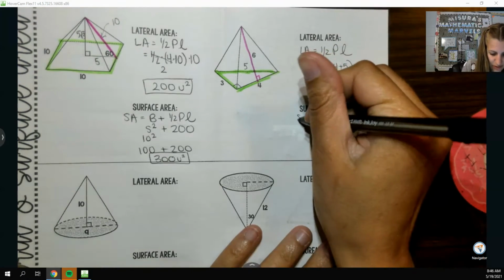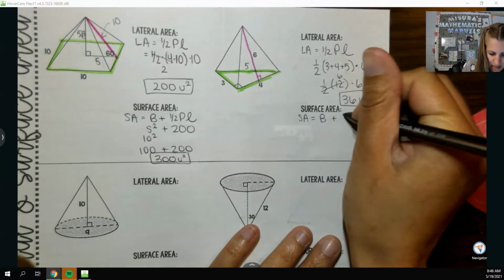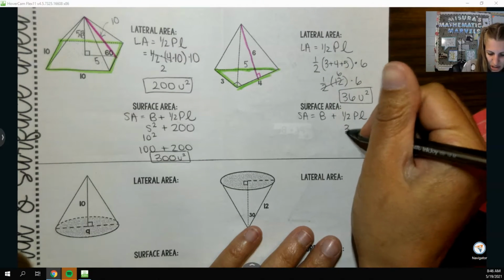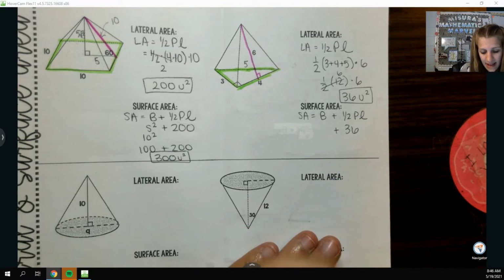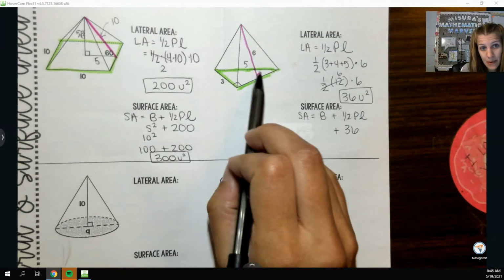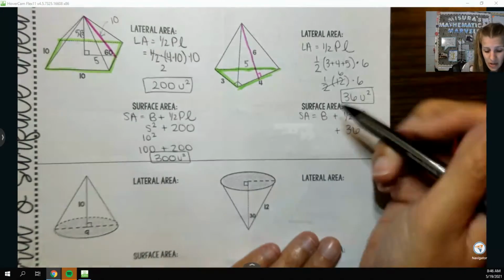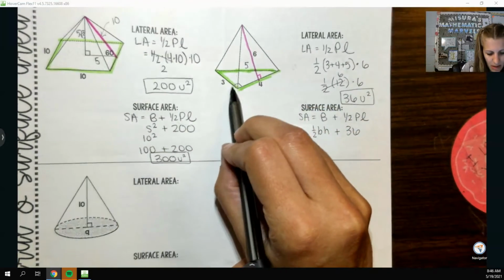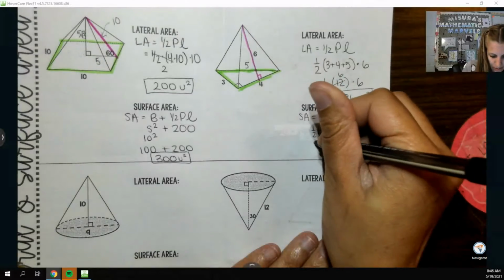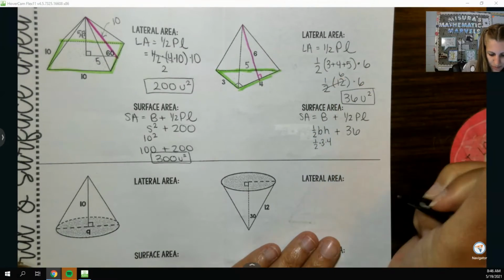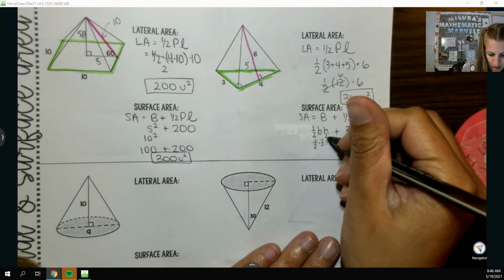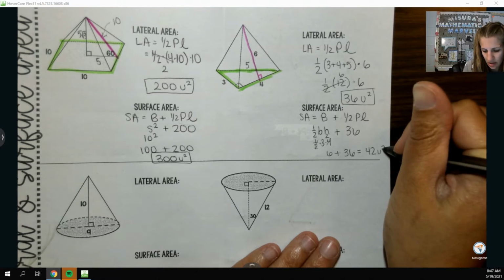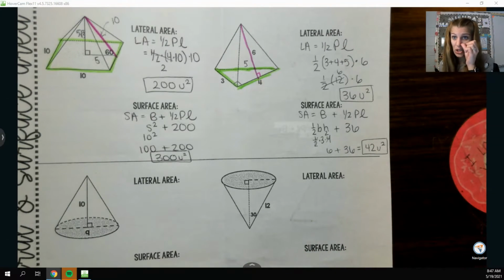Then when I want to find the full surface area, we're going to do area of the base plus half PL. So half PL is just this lateral area here, which was 36. And then thinking about finding the area of this base shape, the base shape is a triangle. So the way I find the area of that is half base times height. And the base and height of the triangle have to come where the 90 meets, so the 3 and the 4. So half times 3 times 4. We'll take half of 4. So 6 plus 36 is 42 units squared for that surface area.